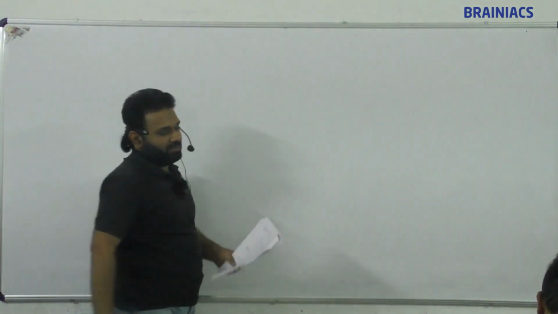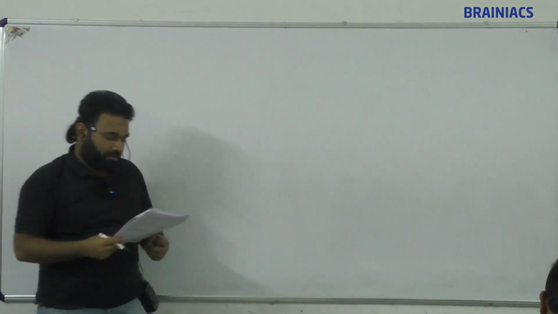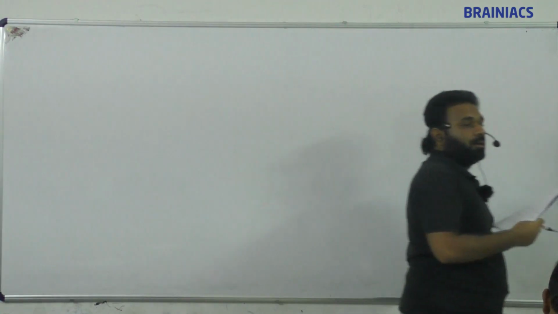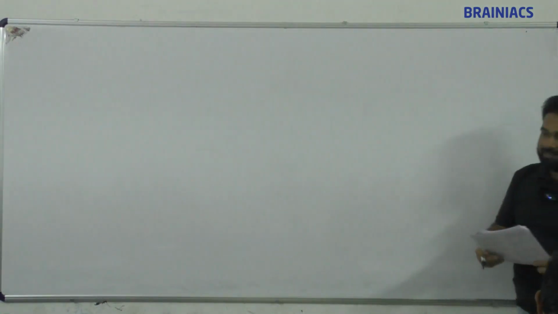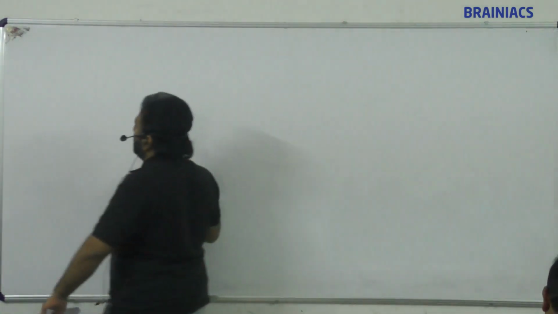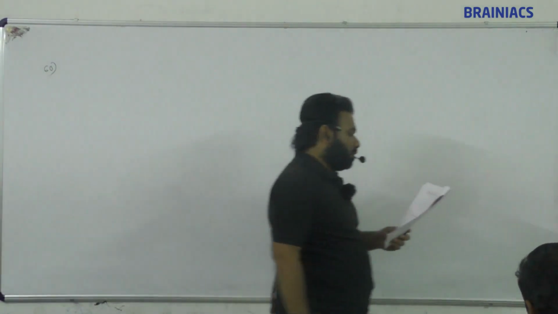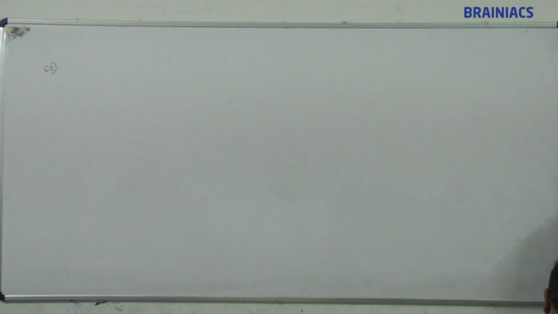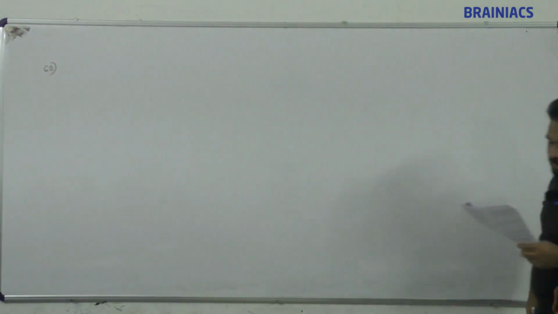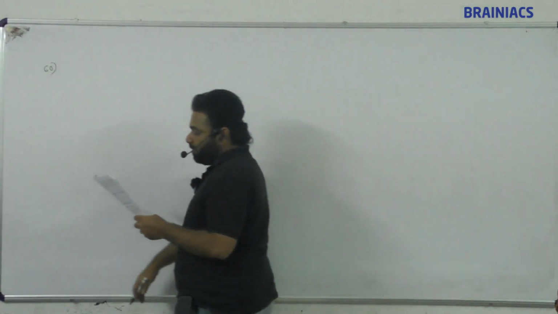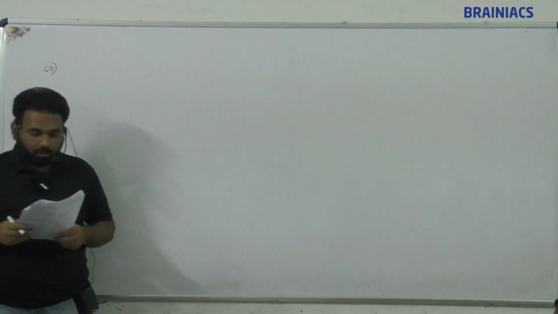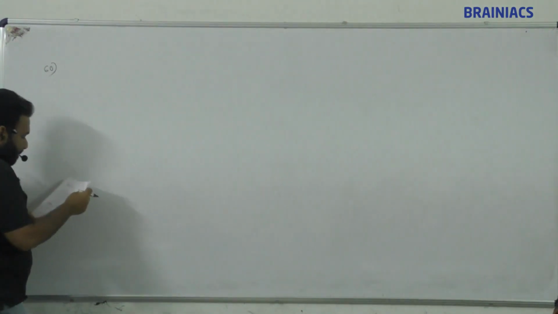Okay, what question number, children? 60. Question number 60. Okay, so what is that question? A stone projected vertically upwards from the ground reaches a maximum height h. When it is at a height 3h by 4, the ratio of kinetic and potential energy is.